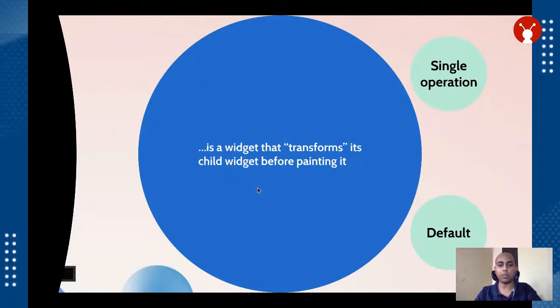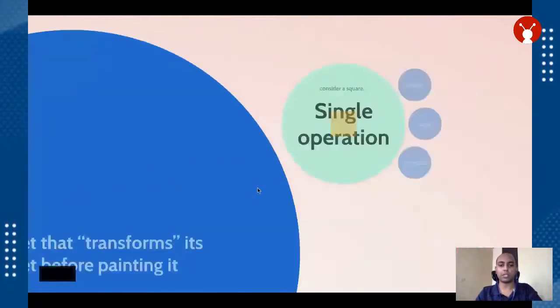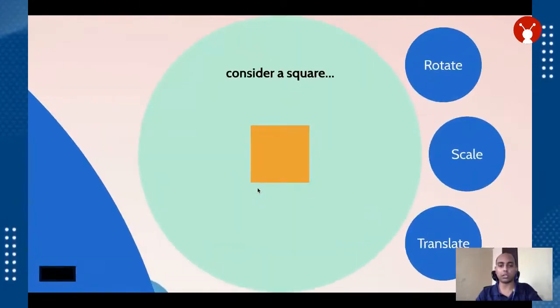So the Transform widget provides us with two types of constructors, single operation and default. Now, the single operation constructor, as the name suggests, allows us to do only one operation at a time. Then why do we use it, you ask? Because it is super simple to use, the single operation constructor.